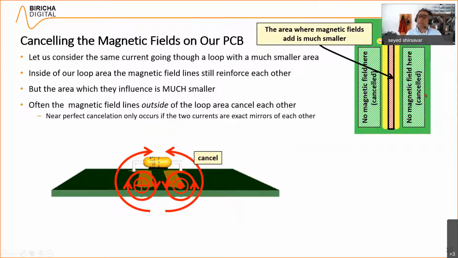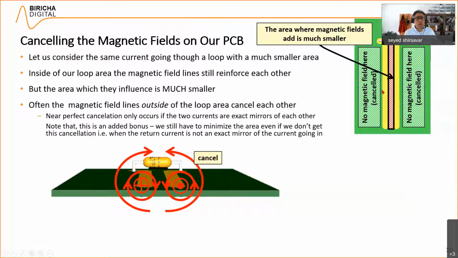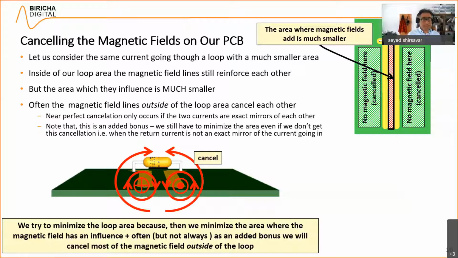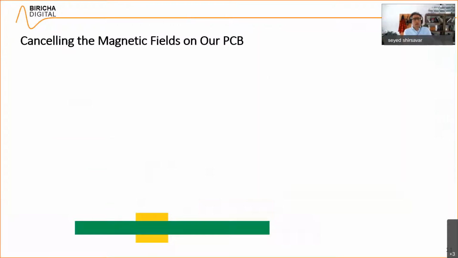And suddenly, this area of your PCB is quiet. Whilst in the previous example, this area of the PCB had the magnetic field due to this line here, and this area of the PCB had the magnetic field lines of this conductor here. Okay, note that the cancellation is just an added bonus. If the current is not an exact mirror, you may not get perfect cancellation. Okay, so now what is the best way of minimizing the loop area and canceling stuff?